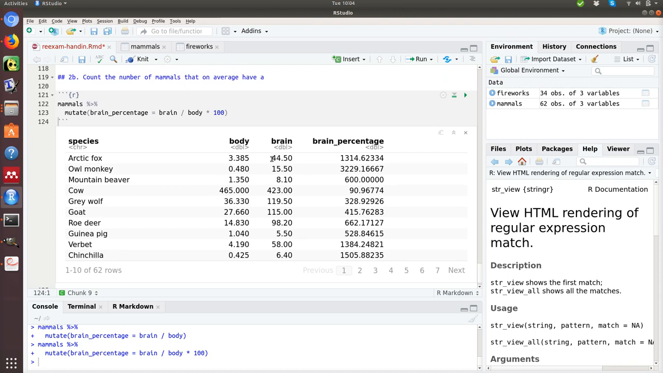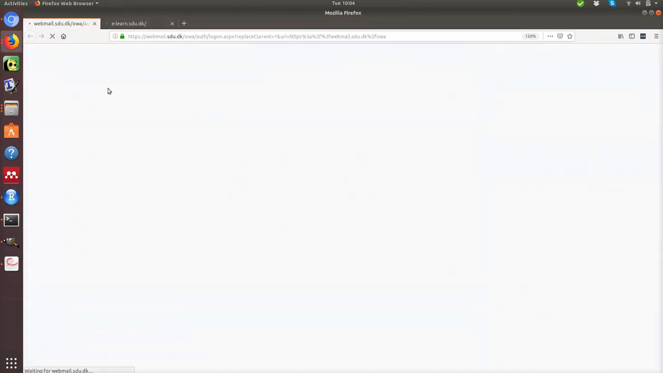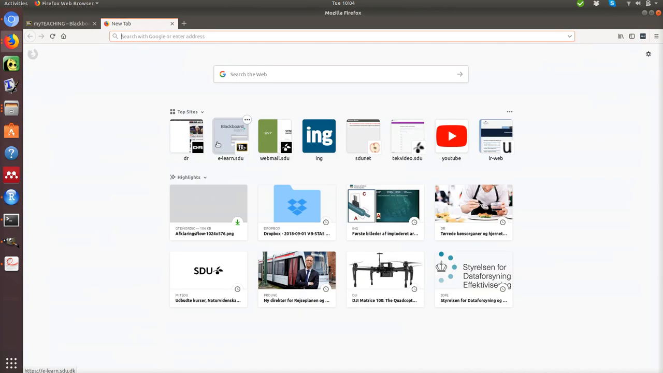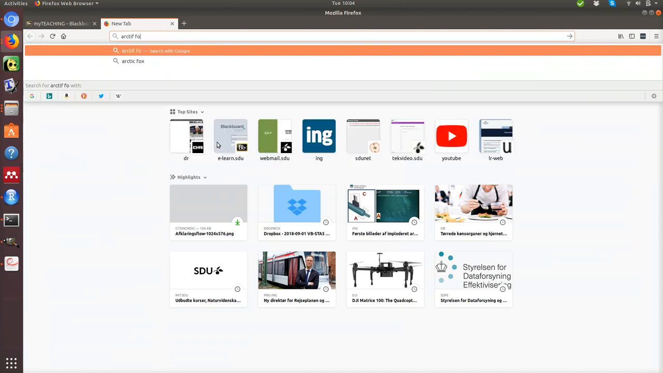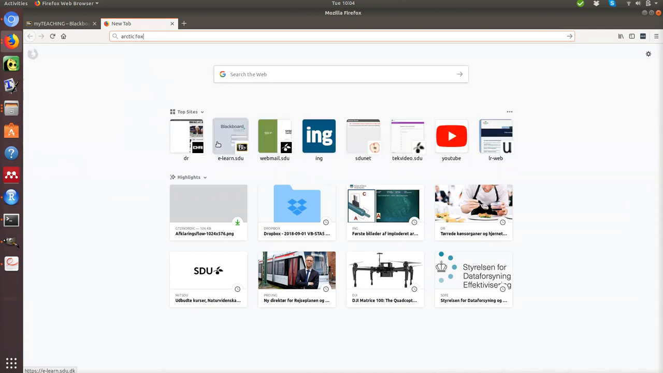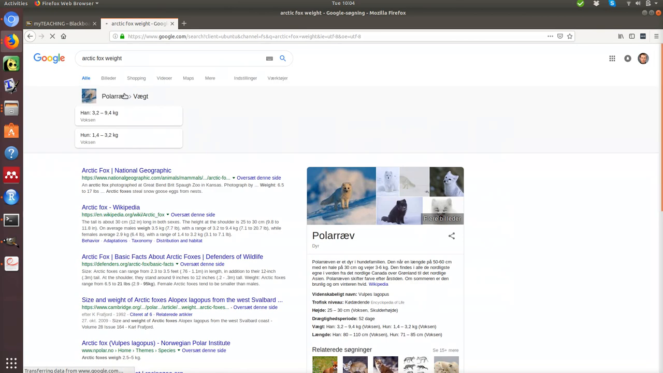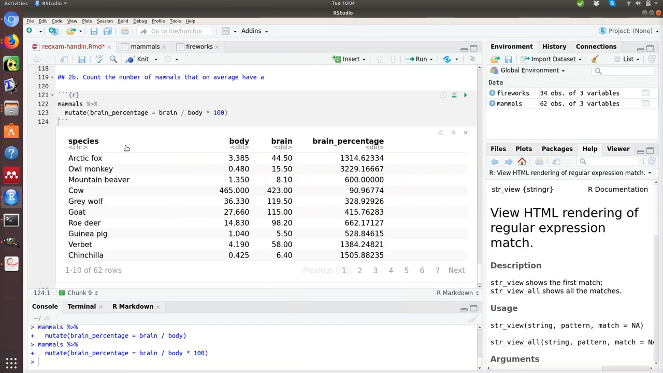So there must be some reason why this is the case, and we need to figure out why. We can try to open a new window here. I'll take fox and see if we can get some information about the size of that animal. It states the weight of this animal is on the order of 3 kilos. That makes sense with this value.